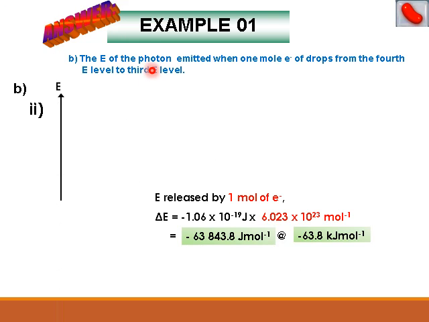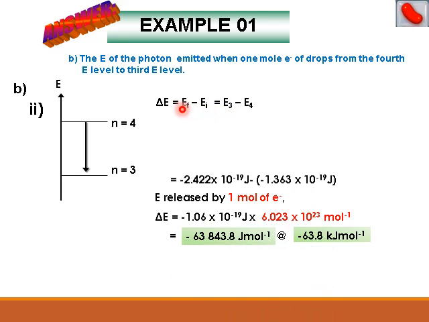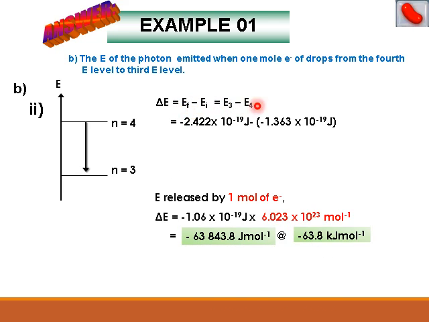Okay, for part B, the energy of the photon emitted when 1 mole of electrons drop from the fourth energy level to the third energy level. So we are applying E final minus E initial to find the difference of the energy. The E3 and E4 we already calculated in part A, so we just substitute and then we get the answer, negative 1.06 times 10 to the power of negative 19 joule. So this is the energy released by one electron.